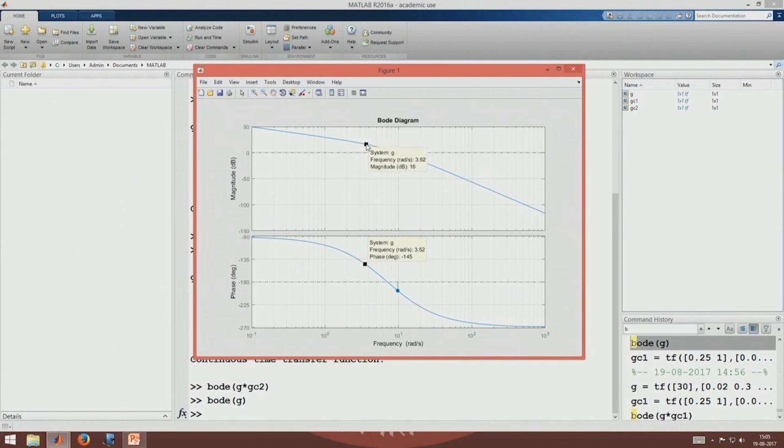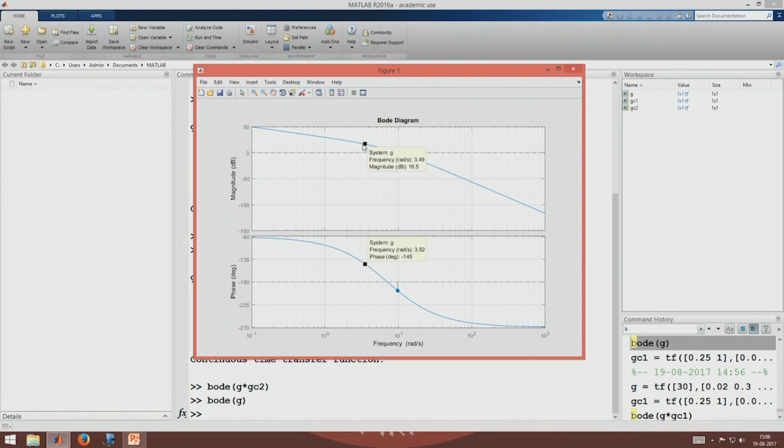Roughly about this point I want the magnitude to be 0. What is the magnitude here? It's about 16 dB. So the lag compensator should provide a negative gain here of minus 16.5, such that this is the new gain crossover frequency. I am just assuming some partial thing here. You can also go to minus 150 and check. You can also go to minus 140 and check. So no hard and fast rule here.